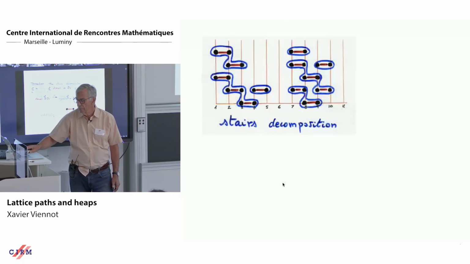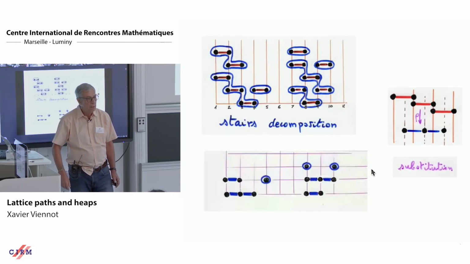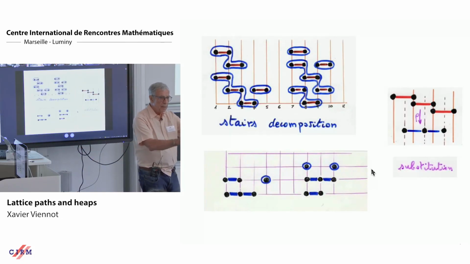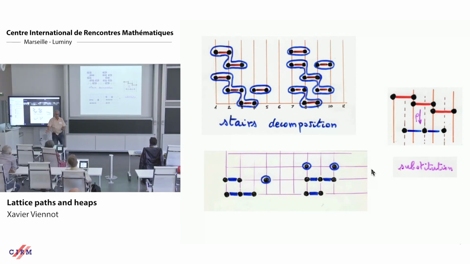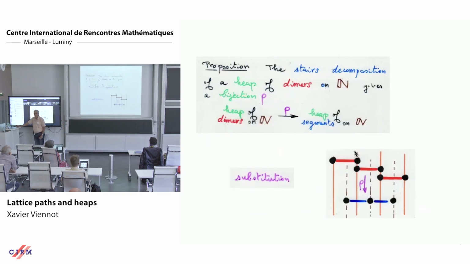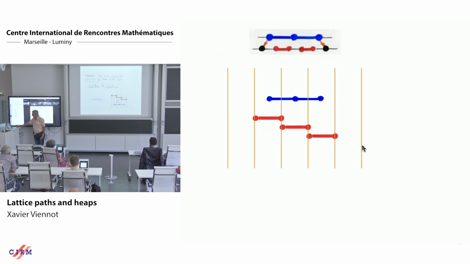You get a bijection between heaps of diamonds with a stair decomposition and heaps of segments. So again, you have this duality between heaps of dimers and heaps of segments. And what is the relation with fully commutative class?